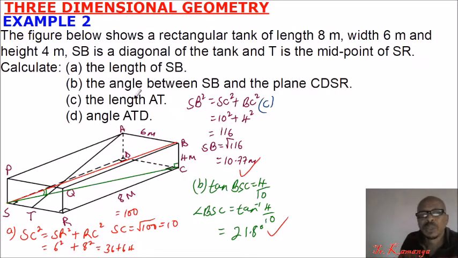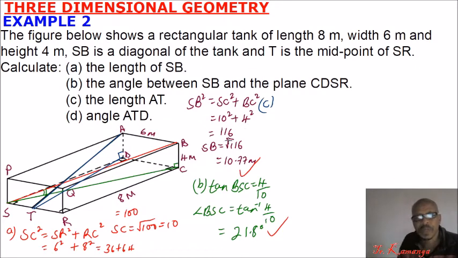Part C, we are told length AT. Where is our AT? This line here, which I can draw, that is AT. We can use a blue color to be able to see it properly. That is the line. So AT, we can draw another line here, which will join D, so that ATD is a right angle triangle.